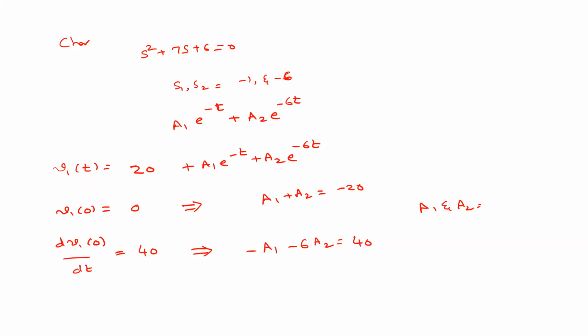A1 is minus 16, A2 is minus 4. So what is the overall solution? What is V1 of t? It is 20 minus 16 e to the power of minus t minus 4 e to the power of minus 6t. Just check it out. Is this correct? Yes, sir.